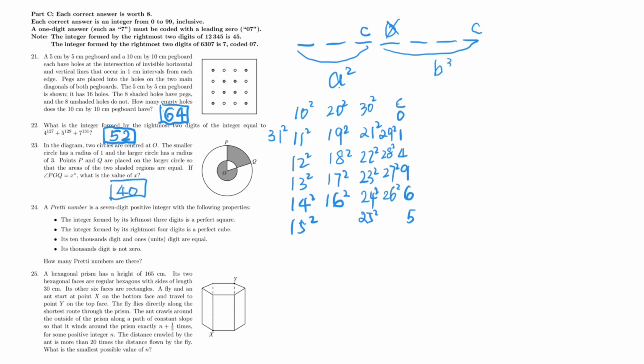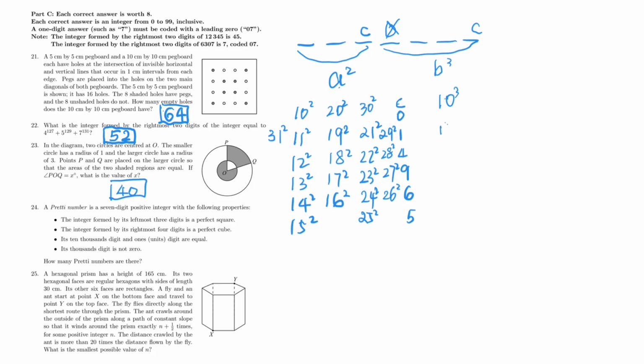Now we have found all the A squares. The 1s digit is just 0, 1, 4, 9, 6, 5. Now we look at the B cube. That must be a 4-digit number, so we start from 10 cubed. The 1s digit is 0, so both have 1s digit 0, and I put that in the first row.